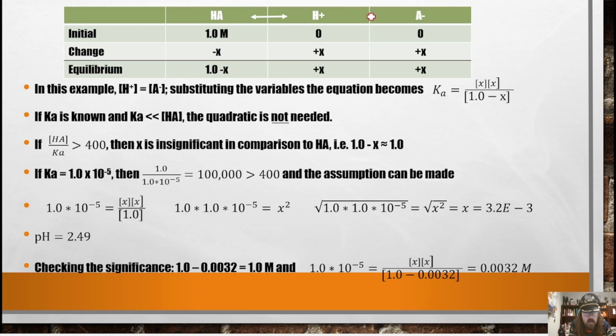So we'll set this up. We have a Ka, and 1 minus x simplifies to 1. We cross multiply, and so we get x squared is equal to 10 to the negative fifth. When we square root that to get x by itself, we get x is a concentration of 3.2 times 10 to the negative third, so 0.0032. Now, that is the concentration of H plus, and it's the concentration of A minus. Taking the negative log of that would give us the pH, and so we have a pH of 2.49.